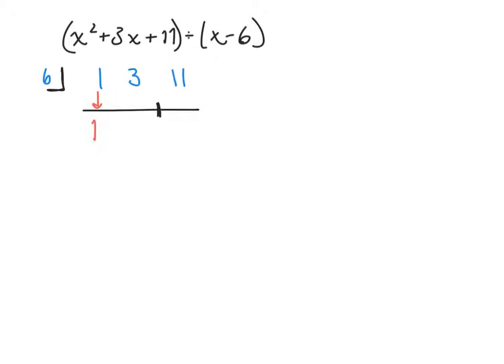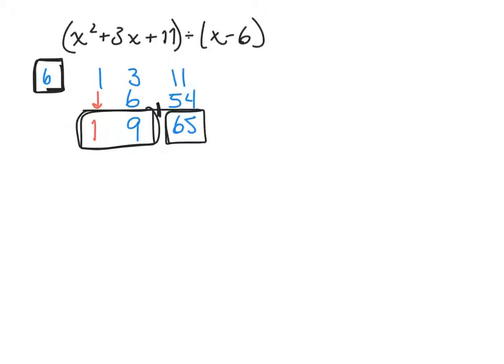So I'm going to take that 1 and multiply it by 6. Then add. Now, take the 9, multiply it by 6. Then add. 11 plus 54 is 65. Now we have the 3 parts that will make up our products. The 6, the 1 and 9, and the remainder of 65.